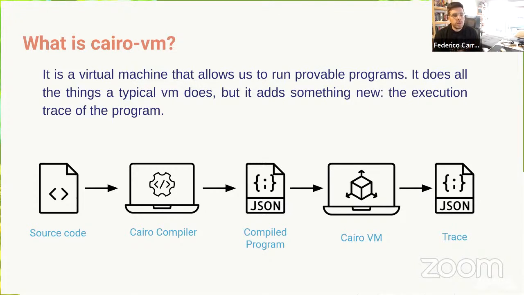So the VM, it's sequential. For now it takes the code compiled by the Cairo compiler, then the execution gets proven, and the proof gets uploaded to the L1 and verified by the smart contract. Could you go to the next one?